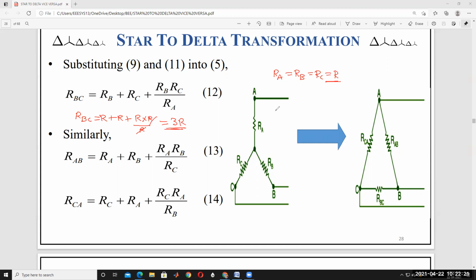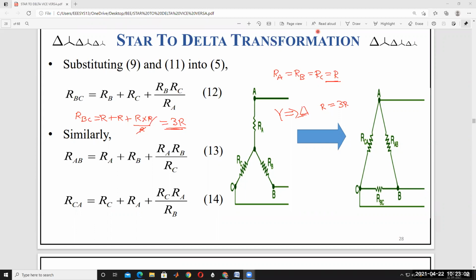Star to delta transformation. So the resistance will become 3 times R. The resistance in the delta connection system is equal to 3 times the resistance in the star connection system. Understood?